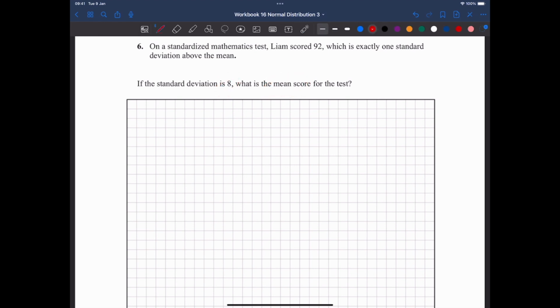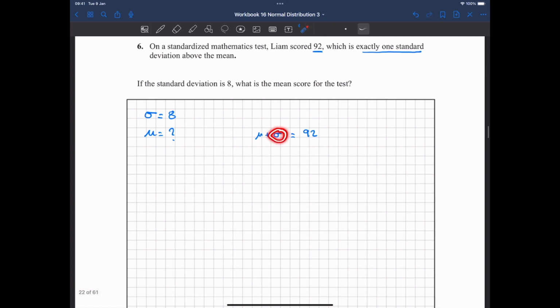So I'm going to write that down. The standard deviation equals 8, and the mean, mu, what is that? We need to find that. The standard deviation is 8, and Liam scored 92, which is exactly one standard deviation above the mean. So we know that Liam scored 92, and that is the mean plus one standard deviation. In this notation we need the mean plus one standard deviation.